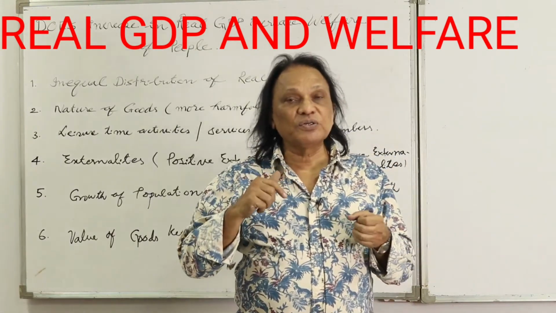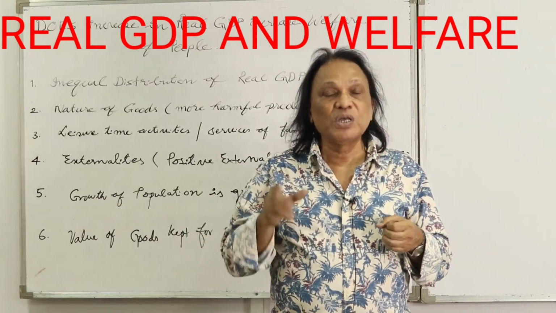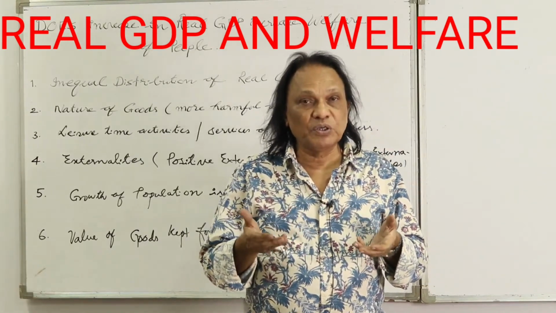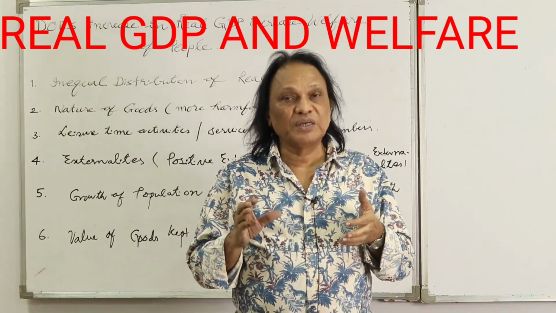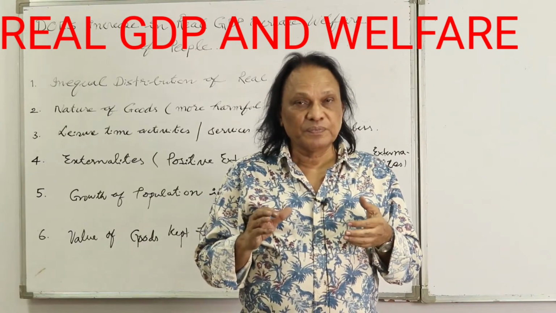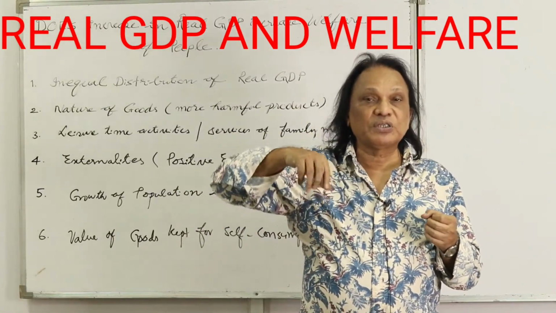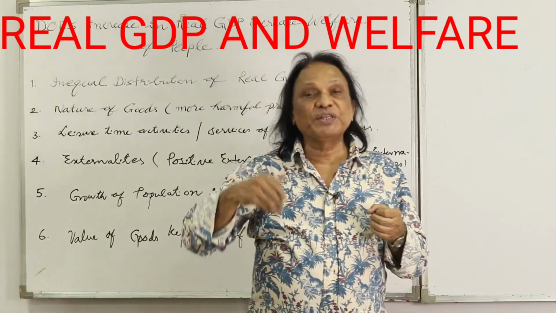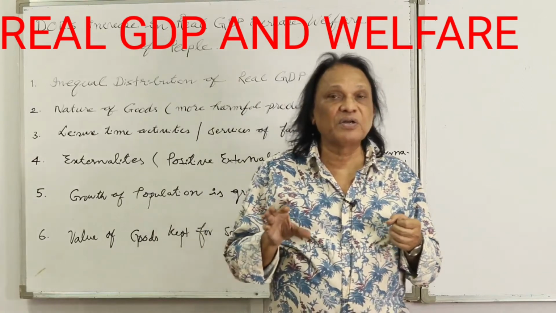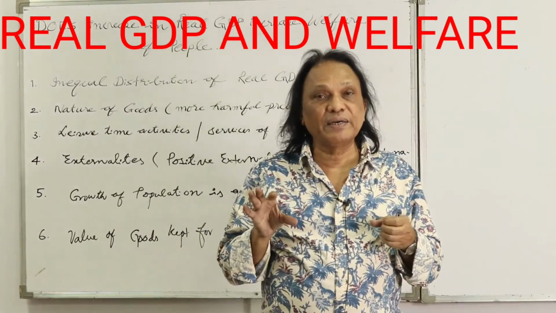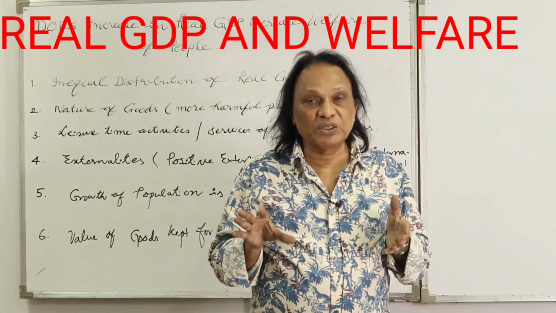By multiplying the goods and services produced in the current year with their prices in the same year, you get nominal GDP or GDP at current prices. How do you find out real GDP? By multiplying the goods and services produced in the current year with their prices of the base year or constant year, you get real GDP or GDP at constant prices.